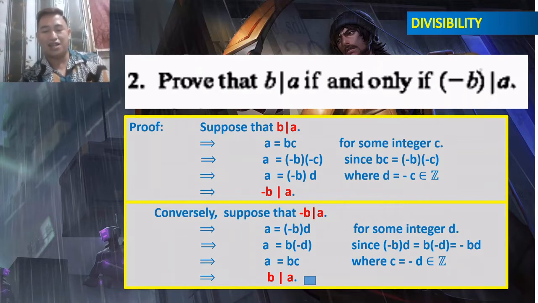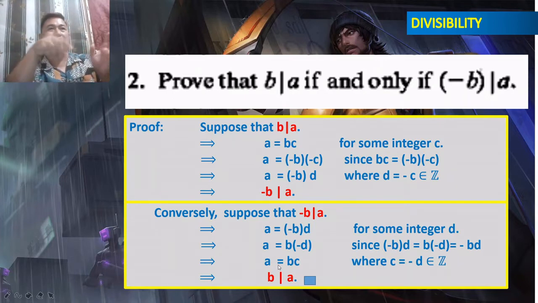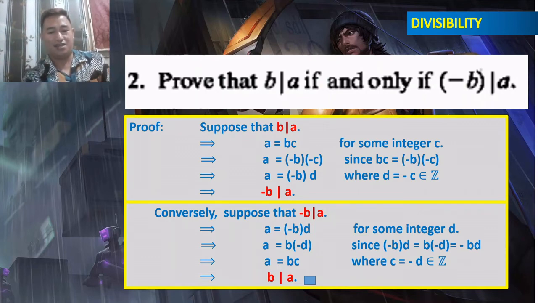Since negative B times D is equal to B times negative D, which is equal to negative BD, they are all equal. So, we replace negative D with C. So, A is equal to BC, where C is equal to negative D, an integer again, an element of the integers. So, A takes the form B times something. Therefore, B divides A.